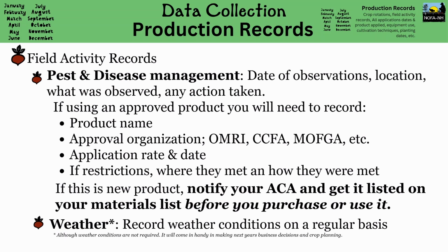Write that down. If you're going to use a product, something as simple as soapy water, make sure it is an approved substance, and make sure you understand any restrictions and record how you met those restrictions. For this, a column can be added to your materials list of what the restrictions are and how you will meet them. If a product is not already on your materials list, call your ACA before you purchase or use it. They will need to add it to your materials list and might alert you to any restrictions.